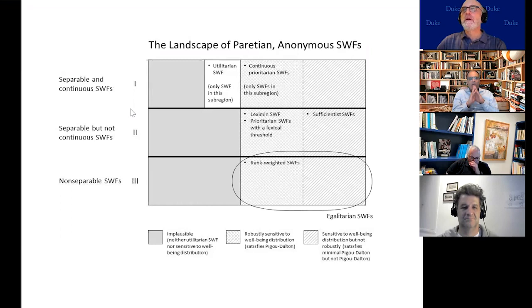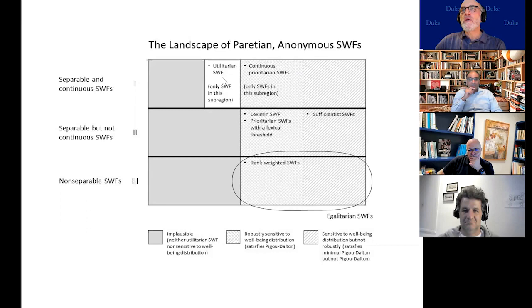And in particular, separability, we can ignore those who are unaffected, which is a huge convenience, and continuity. Utilitarianism and prioritarianism are the only social welfare functions, or the only plausible ones, that satisfy both separability and continuity. And by the way, continuity also for mathematical reasons is a big convenience, because if a social welfare function satisfies continuity, it can be represented by a mathematical function. So it's a huge help. And then the big difference between utilitarianism and prioritarianism is in terms of equity. So if this is equity, Pigou-Dalton, prioritarianism satisfies that, utilitarianism doesn't.